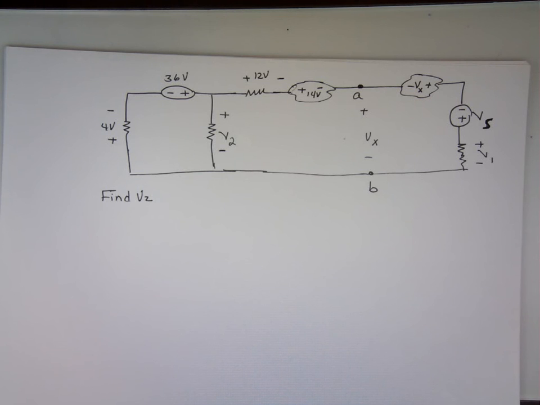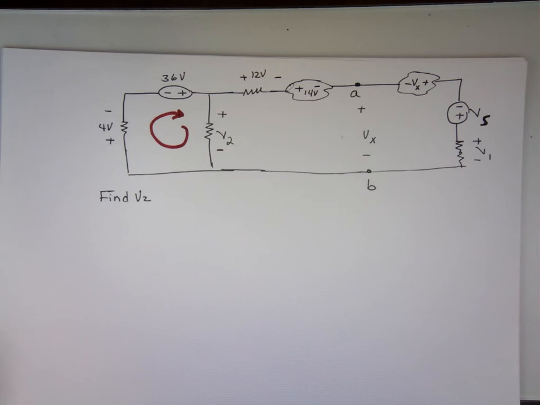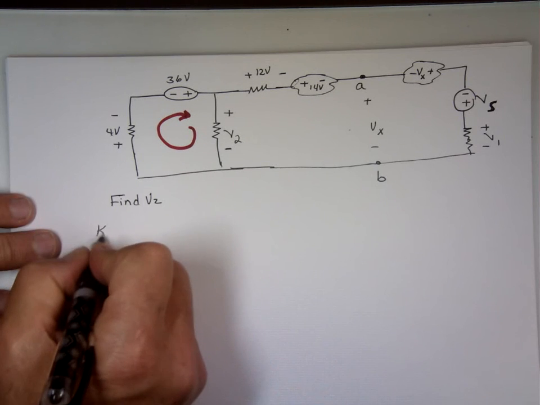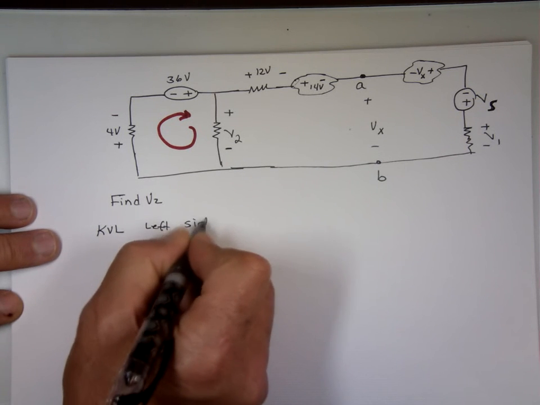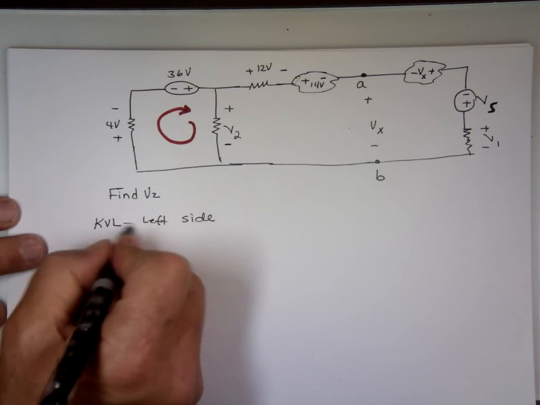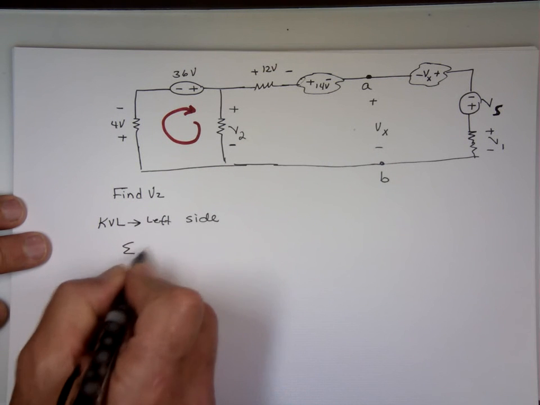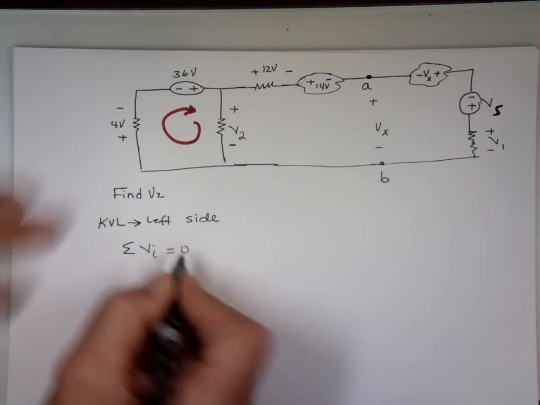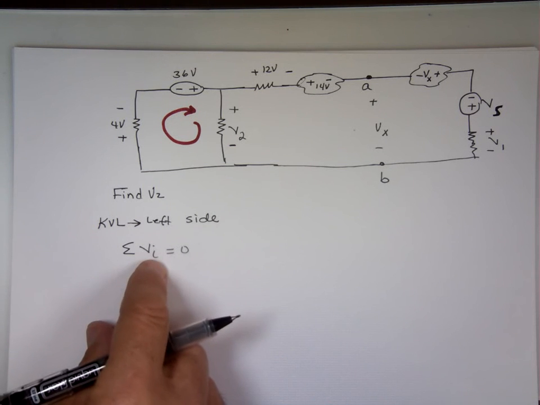KVL, where? Loop to the left. If you take KVL on this side, left side, that's this piece. The sum of the voltages in a closed loop is 0. So the algebraic sum of all the voltages in a closed loop is 0. That's what that means. Add all the voltages in a closed loop, it's 0. That's not VI like entering. V1, V2, V3 is subscript, you know.